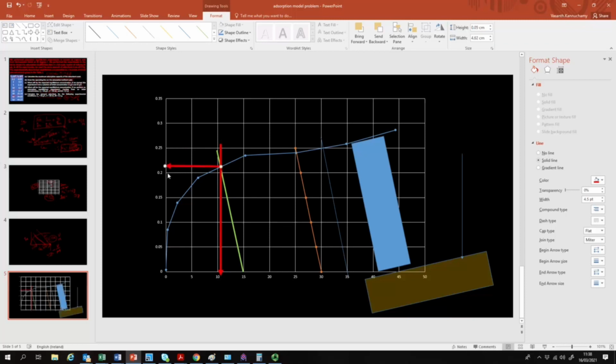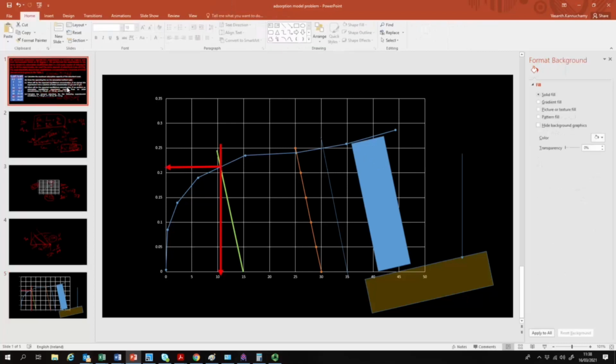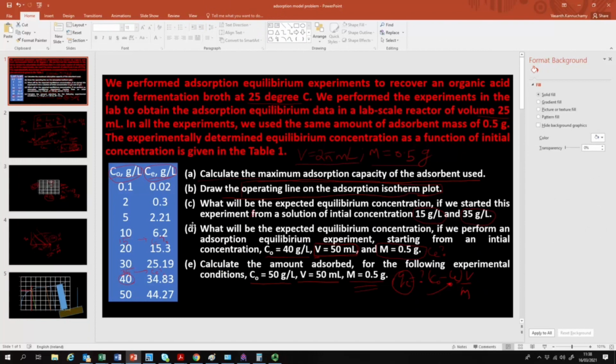That will be roughly around 0.218 or 0.21 grams per gram. Yeah. So you have to use the graph sheet and try to do it yourself. All I'm showing here is how to use the equilibrium data and how to apply this graphical method in order to solve the problem. So I think we answered A, B, C, and now we can go to D.